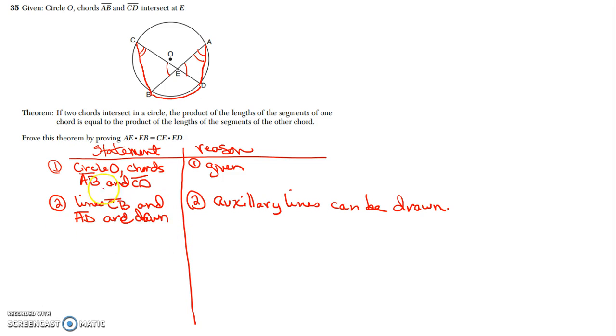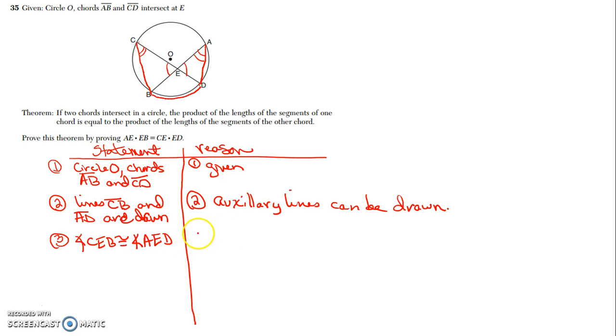Okay? Once you have those lines drawn, the next thing I did in the picture was I said, oh, angle CEB was congruent to angle AED.